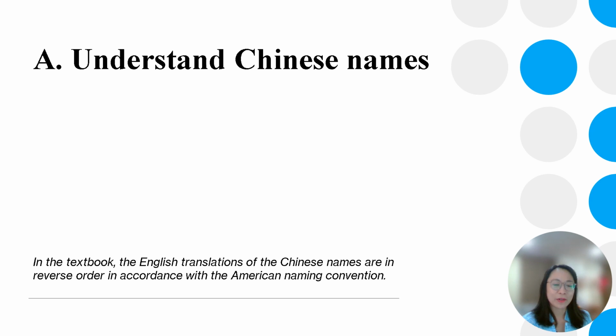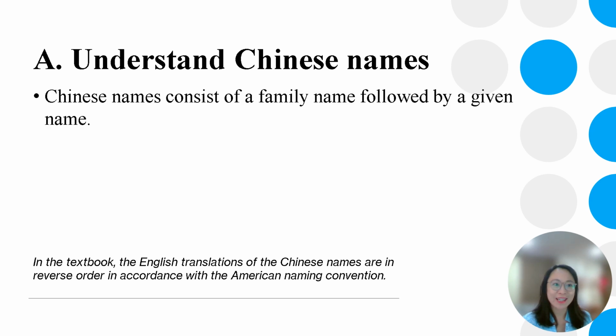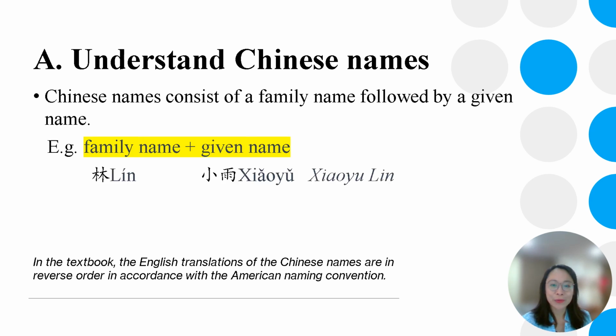Let's talk about the grammar A, understand the Chinese name. Chinese name consists of a family name followed by a given name. Let's take Lin Xiaoyu as an example. Lin is a family name, Xiaoyu is a given name. So in English, you translated it to Xiaoyu Lin.